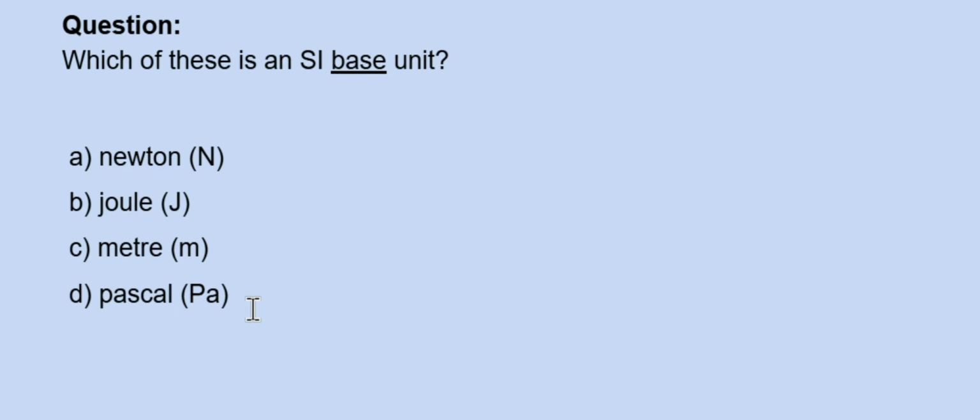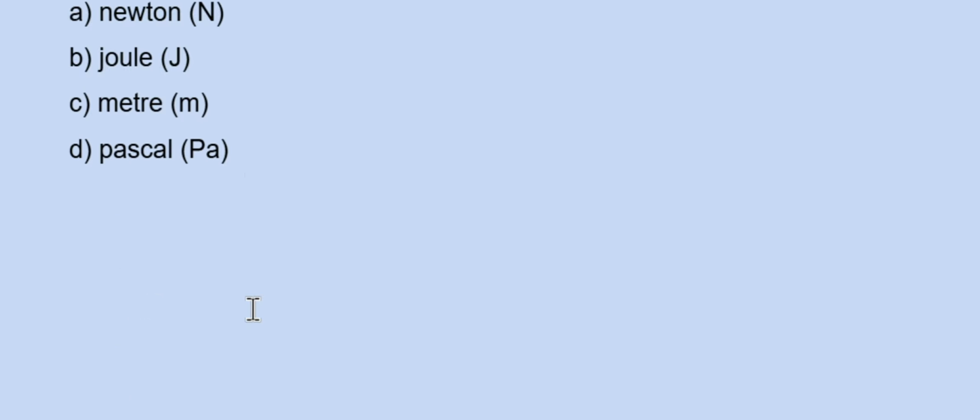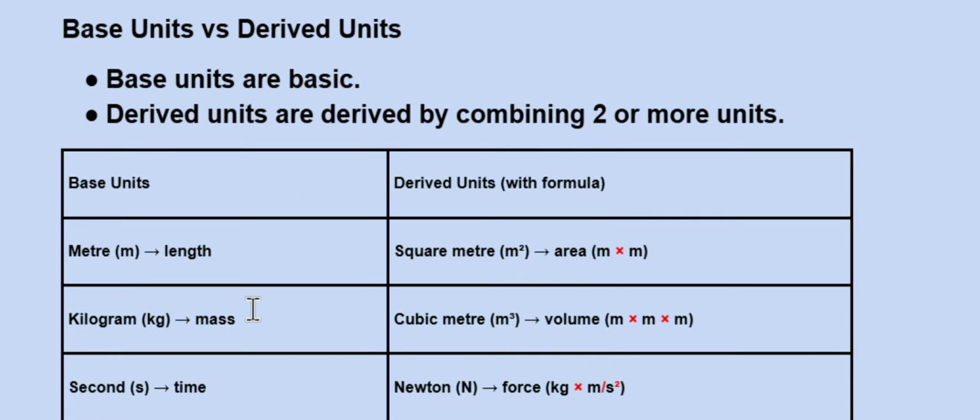So within the SI system, you can break all units down into 2 groups. We've got base units and derived units. So when you think about base, think basic. A base unit is a basic unit. It's a building block. It's not made up of different things. It just is what it is on its own. Whereas a derived unit, you derive it, you get to it by combining 2 or more other units.